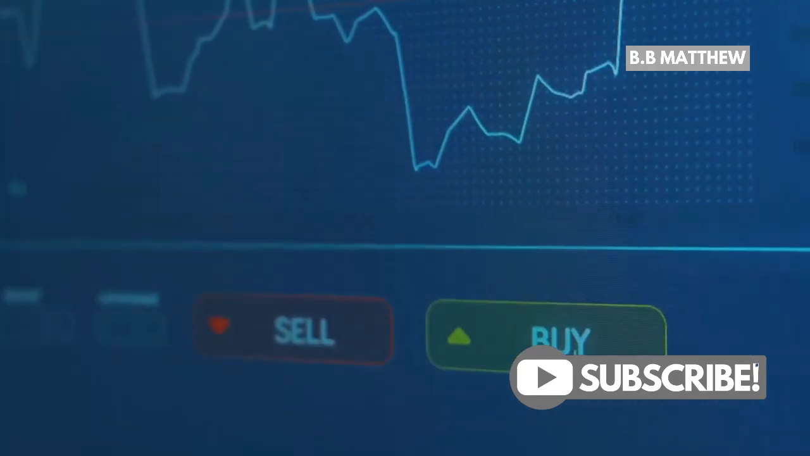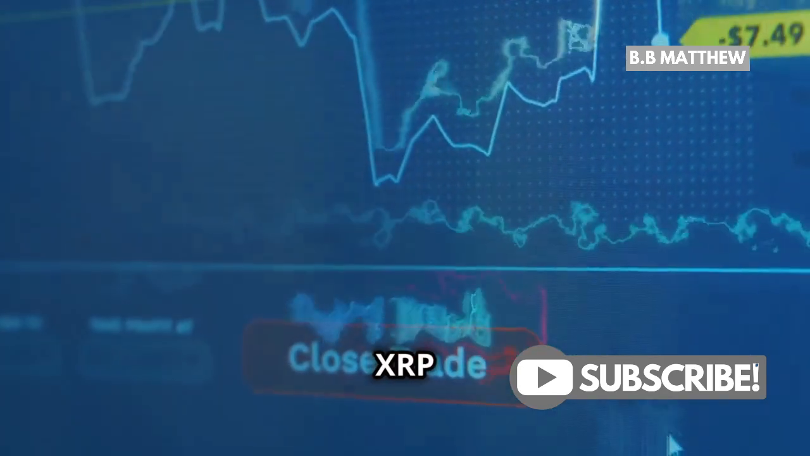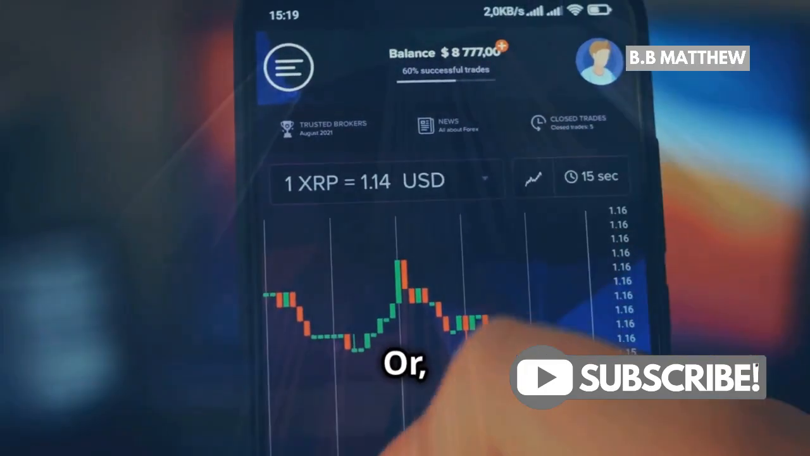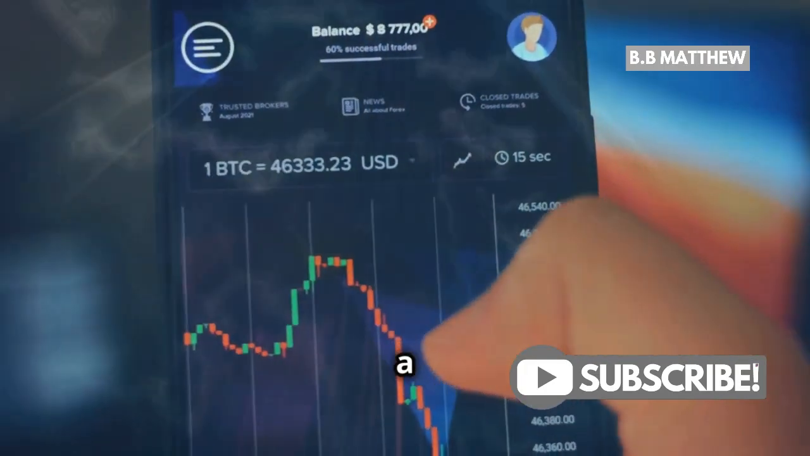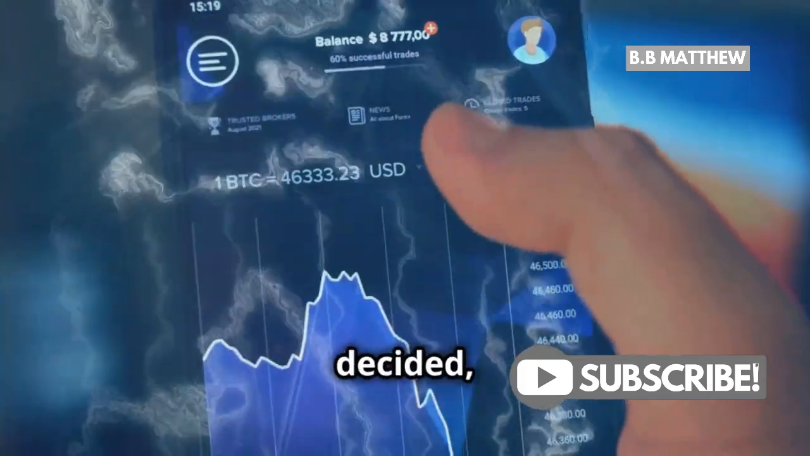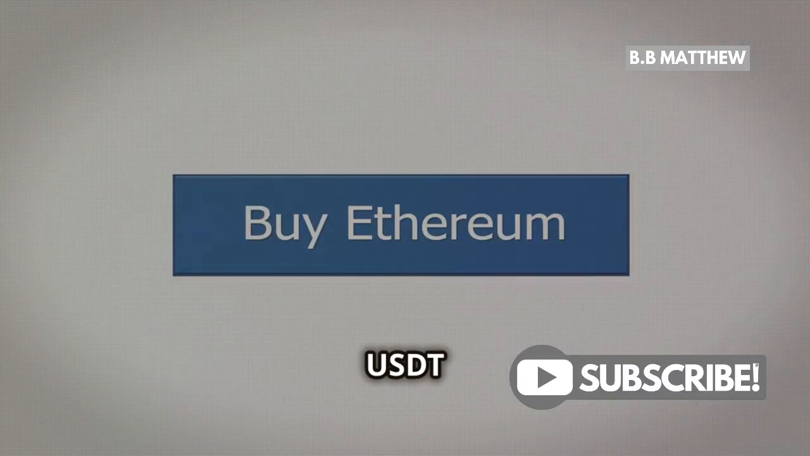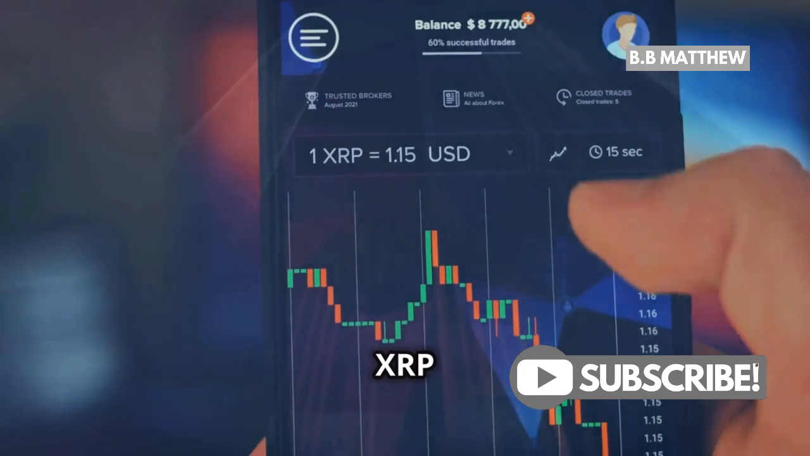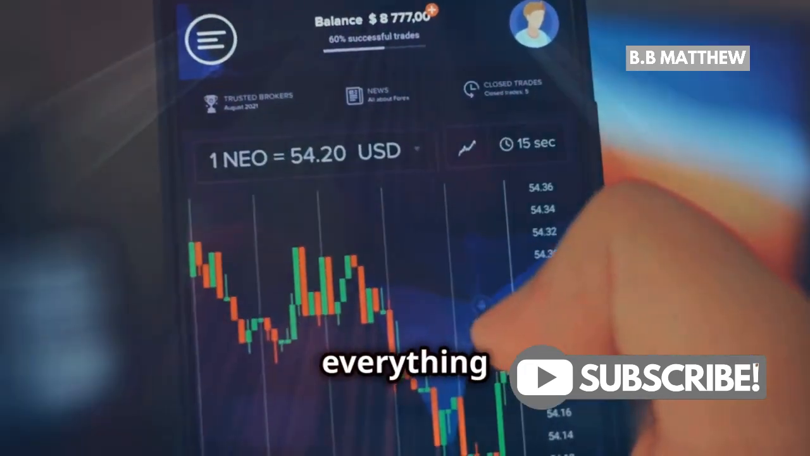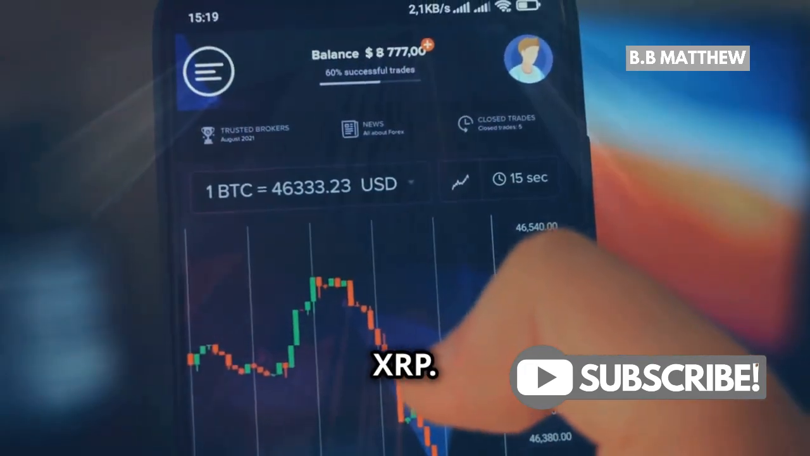Want a market order? That's the quickest way to buy XRP at the current market price. Or if you prefer, set a limit order to buy at a specific price. Once you've decided, enter the amount of USDT you want to spend or the amount of XRP you want to buy. Double-check everything is right, then hit Buy XRP.